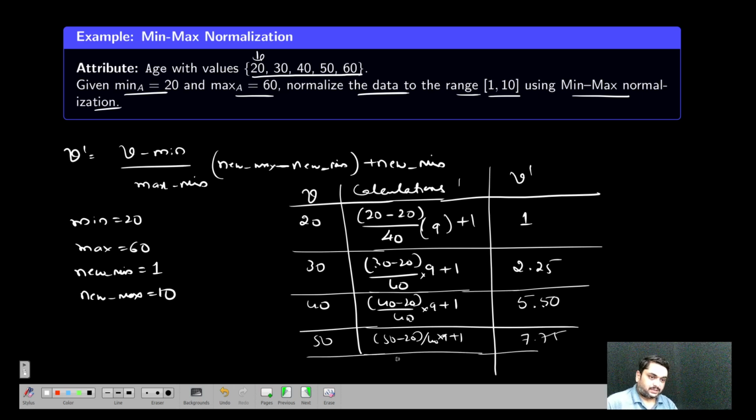And the last one, 60, you can directly write. It will become 10 definitely, because that is the maximum value. 60 minus 20 divided by 40 is 1, 1 into 9 plus 1 is 10. So that is the answer.